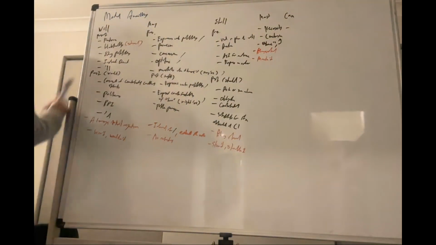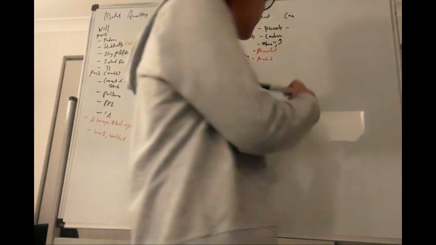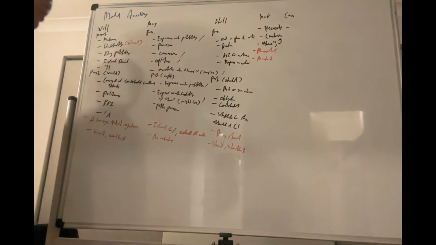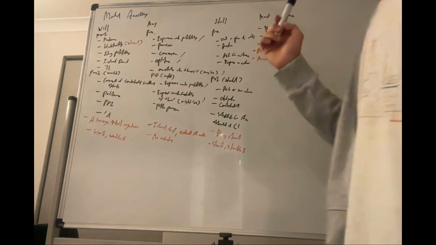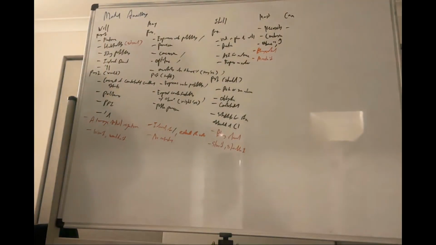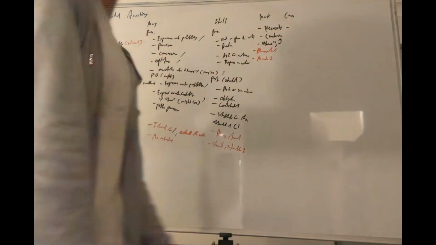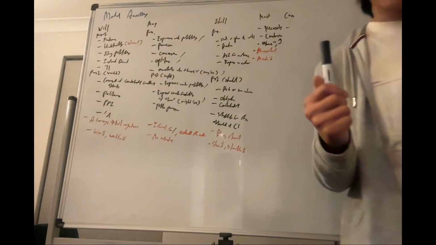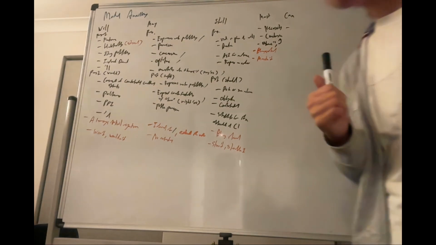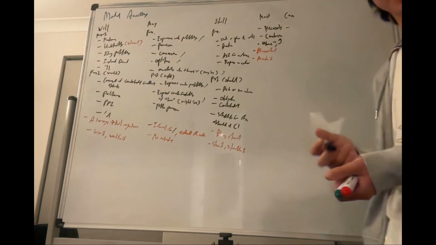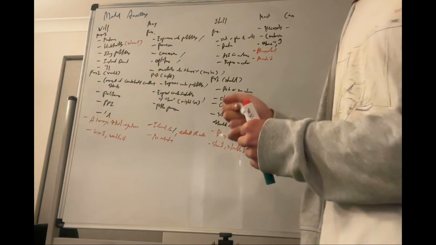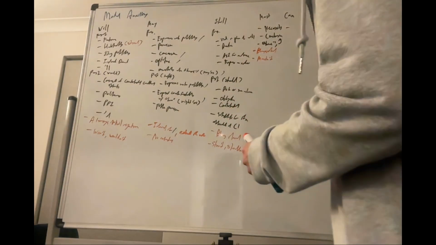Can be used as a future marker. Can be used to indicate the habitual aspect. Can be used to ask for advice. Can be used to state obligations. Can be used to state an epistemological conclusion. There we go. Epistemological conclusion. Yes. Epistemic conclusion, I guess. But yeah, that's because can means a lot of things.